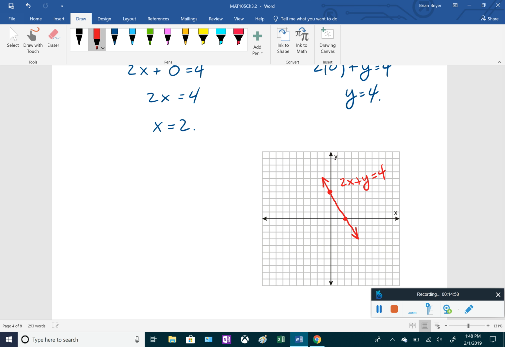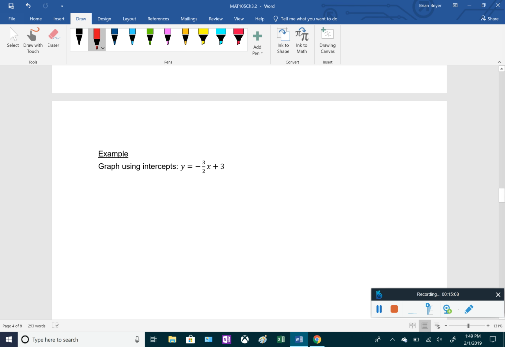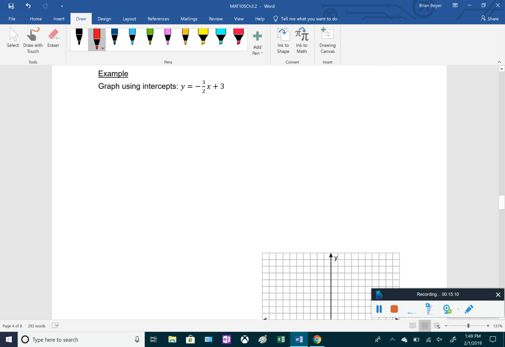Okay, so that's pretty easy because we're plugging in zeros and all we need is 2 points. Plugging in zeros, things are always going to cancel and be a lot nicer. So that was pretty easy. So let's do another one. So let's graph y equals negative 3 over 2x plus 3. So let's find the x-intercept.